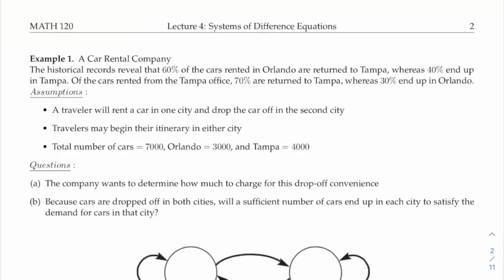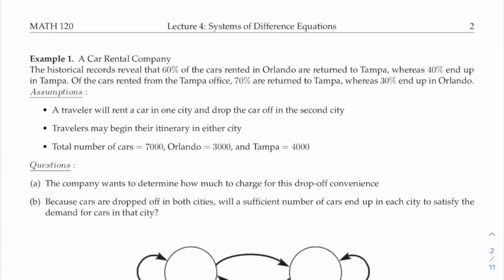So the historical records reveal that 60% of the cars rented in Orlando are returned to Orlando, whereas 40% end up in Tampa. Of the cars rented from the Tampa office, 70% are returned to Tampa, whereas just 30% end up in Orlando. This is very much a real life situation, because sometimes we want to go on a road trip and rent a car in Orlando, and we go to Tampa for vacation and don't want to drive back to Orlando, so we can just leave the car in Tampa. Or there's another situation where you commute back and forth between Orlando and Tampa, and at the end you return the car in Orlando, and so on and so forth. So this is very much the real life situation that we can experience.